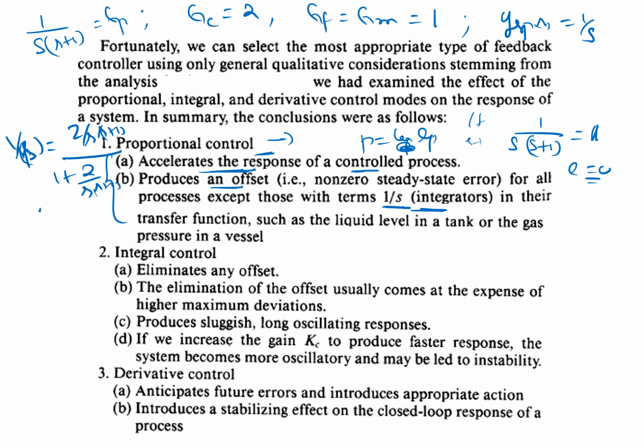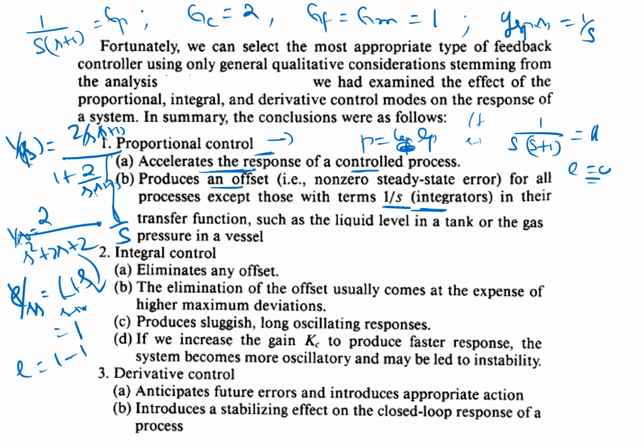When you solve this, it becomes 2 by S square plus S plus 2, multiplied by 1 by S, which is the input. Now we have to calculate the output value at steady state, which is the limit S tends to 0 of S times this transfer function. So S is cancelled. If you apply 0, you get 2 by 2, which is 1. Error equals input minus output, which is 0. Here we have used a proportional controller, but still the error is 0. What is the reason? Because 1 by S is in the term.